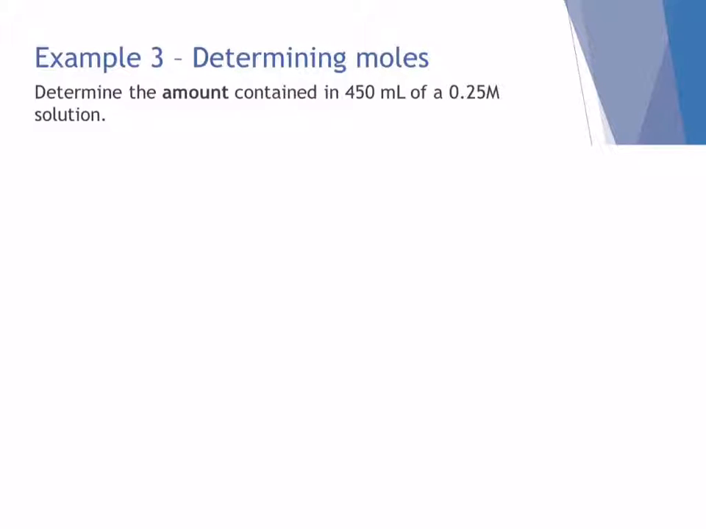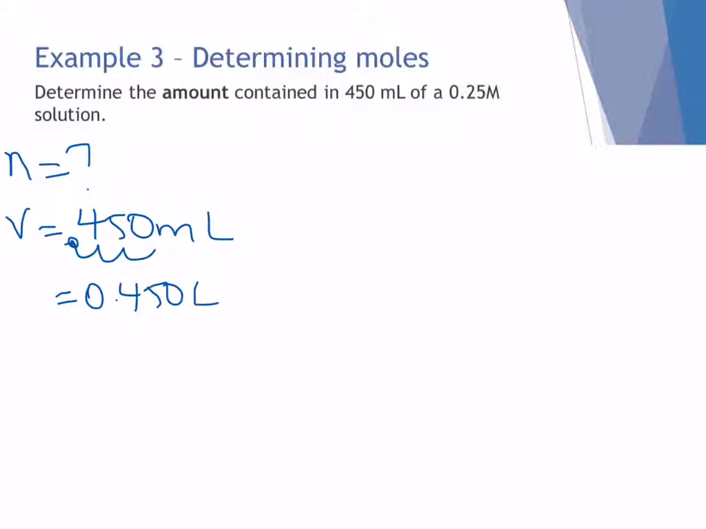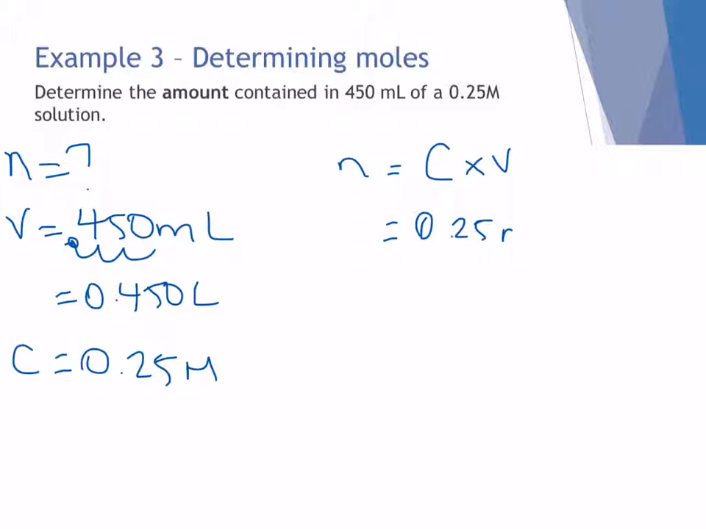Our next example is asking us to determine the amount, and remember, amount is asking us for moles. We're given 450 milliliters, which we want to divide by 1,000 or move the decimal 3 spots to convert to liters. And we have 0.25 moles per liter. So to figure out moles, we do concentration times volume. So we have 0.25 moles per liter times 0.540 liters. So our liters cancel and we get 0.11 moles.